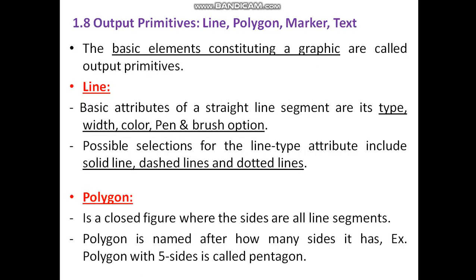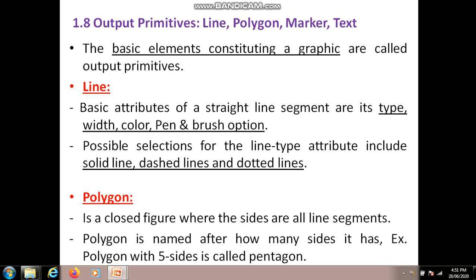Then the third one is the output primitives: line, polygon, marker, text. In the line there is the type and a width. A line has its own color, pen and brush options. The possible selections for the line type attribute are basically three types: solid, dashed and dotted lines. Then polygon, for example, has 5 sides. This is called a pentagon.